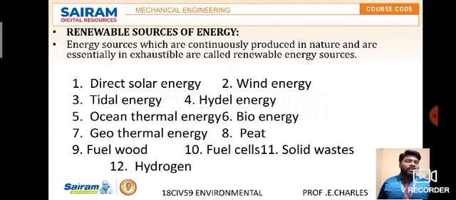For example, solar energy, wind energy, tidal energy, hydel energy, ocean thermal energy, bioenergy, geothermal energy, peat, fuel wood, fuel cells, solid wastes, and hydrogen. All these come under renewable energy resources, which we can use and reuse again and again. Okay, these are called renewable sources.